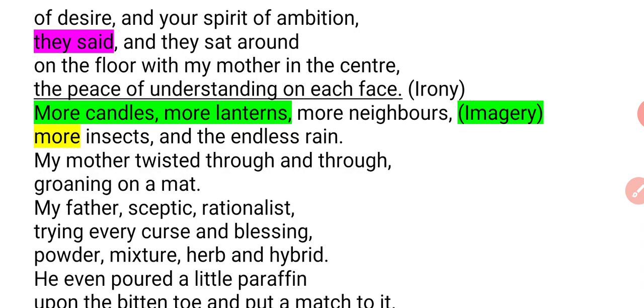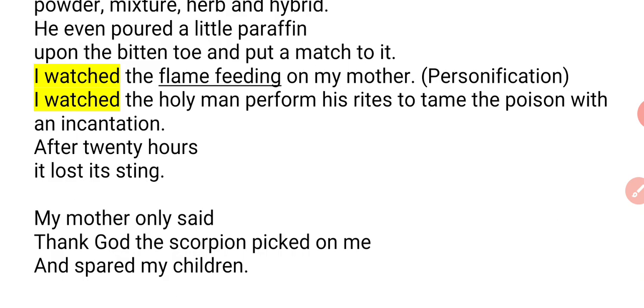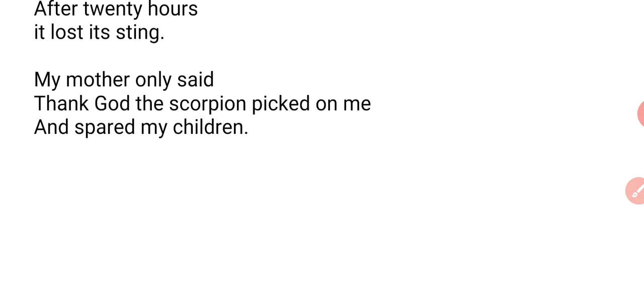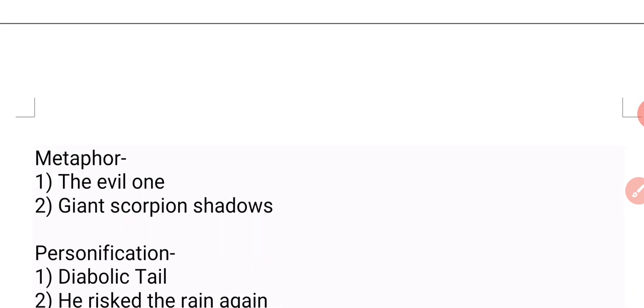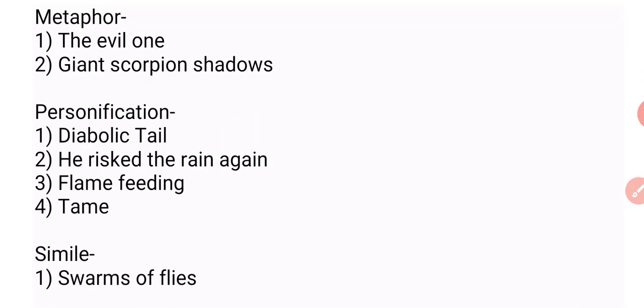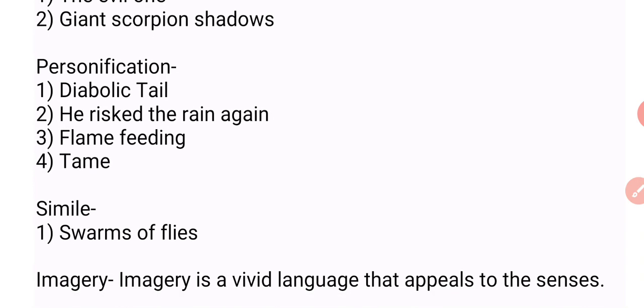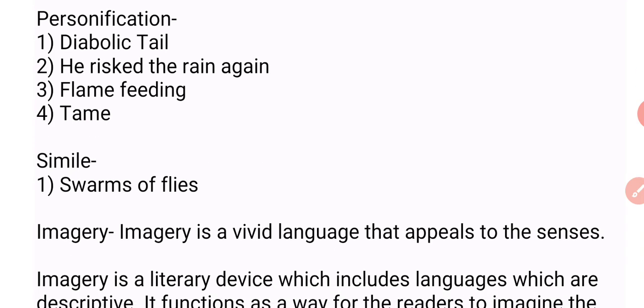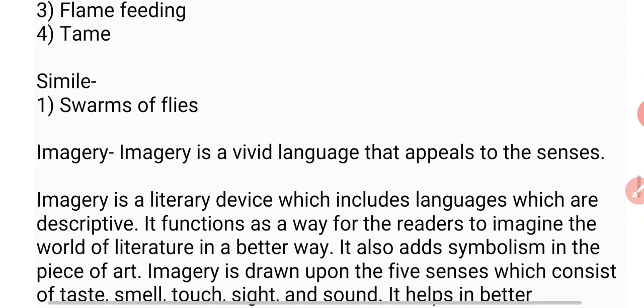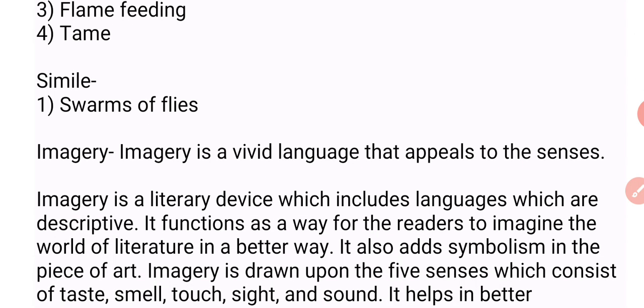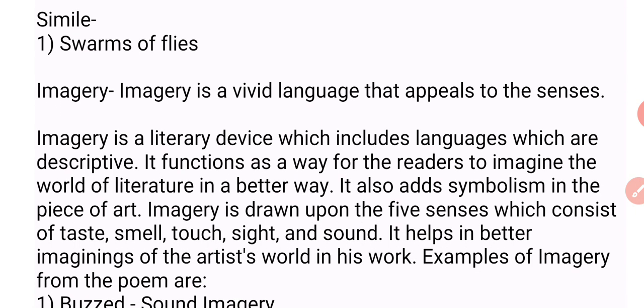Okay, now again, more candles, more lanterns is imagery. I watched is repeated in two sentences at the beginning, so it is anaphora. Okay, so let's have a look at the metaphors: the evil one and giant scorpion shadows. Personification: diabolic tale, he risked the rain again, flame feeding, and tame. Similes: like swarms of flies, which is used in the poem.